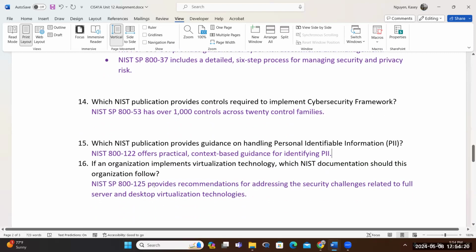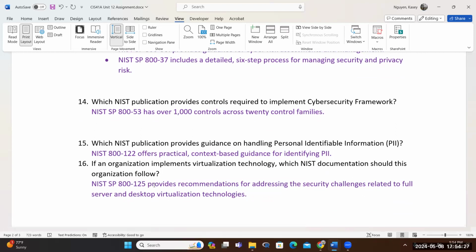And then for virtualization technology, Hyper-V, VMware, right? In any form, even on the cloud, you can use NIST 800-125. They give you recommendations on how to implement security for systems like desktop and server that use virtualization technology.